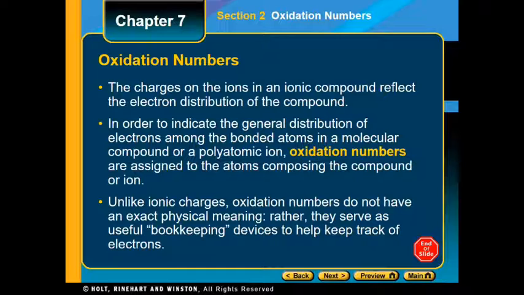So get your definition for oxidation numbers. These right here are going to be numbers. It just shows you the distribution of electrons around bonded atoms in a molecular compound or polyatomic ion. And we'll look at both types today. You're going to notice as we go through this, these oxidation numbers look a lot like your ionic charges that we've been working with, but there are some discrepancies, and they will be shown here throughout the PowerPoint.